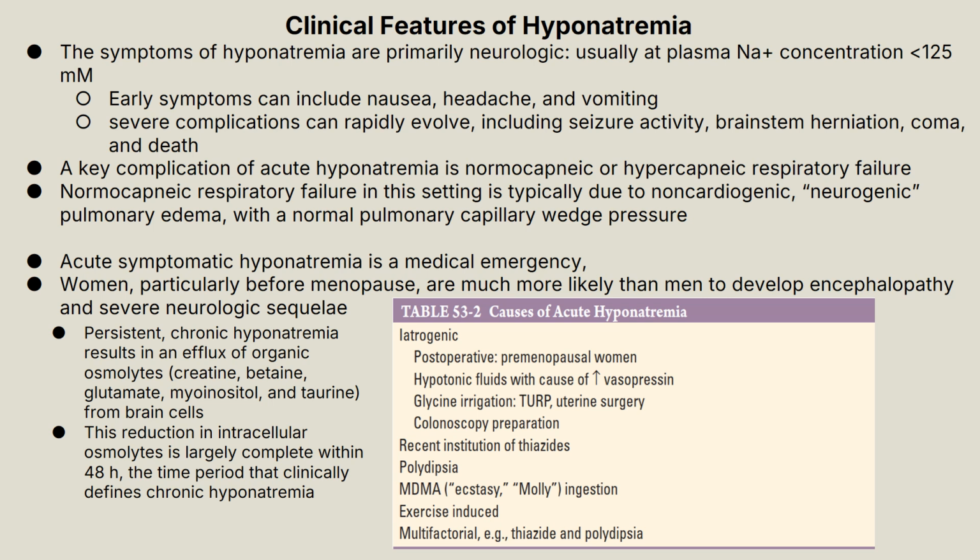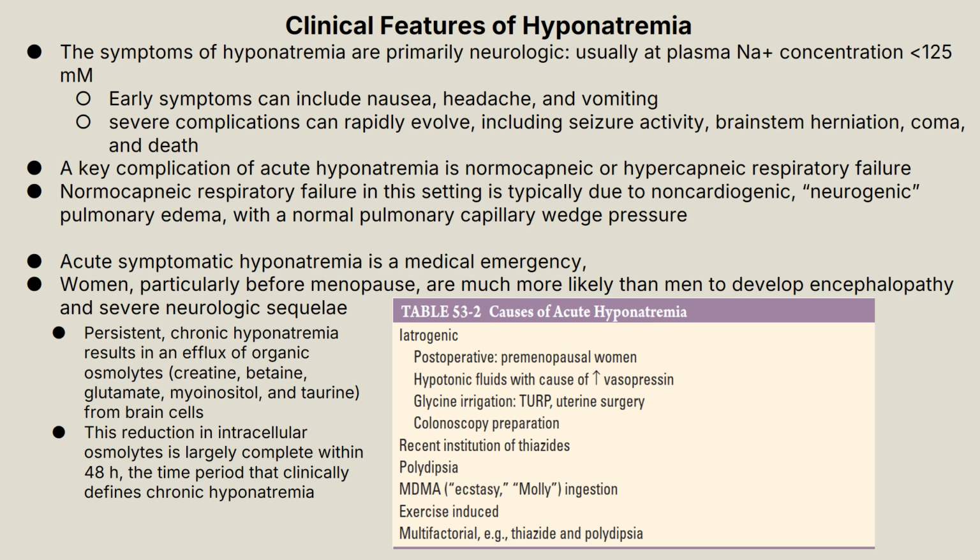Now we discuss the clinical features of hyponatremia. The symptoms of hyponatremia are primarily neurologic, usually at plasma concentration of less than 125 millimoles. Early symptoms can include nausea, headache, and vomiting. Severe complications rapidly evolve, including seizure activity, brainstem herniation, coma, and death. A key complication of acute hyponatremia is normocapnic or hypercapnic respiratory failure. Normocapnic respiratory failure in this setting is typically due to non-cardiogenic and neurogenic pulmonary edema with a normal pulmonary capillary wedge pressure.